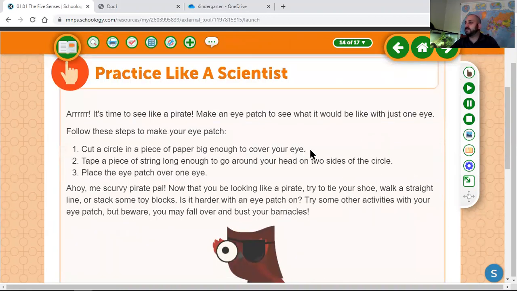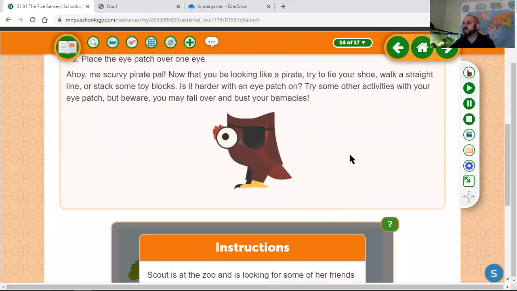Today we're going to be making an eye patch. See what it looks like to see with just one eye. Cut a circle in a piece of paper big enough to cover your eye. Ahoy! Tape a piece of string to go around your head on two sides of the circle. Place the eye patch over one eye. Ahoy, me scurvy pirate pal! Now that you be looking like a pirate, try to tie your shoe, walk a straight line, or stack some toy blocks. Is it harder with an eye patch on? Try some other activities with an eye patch. But beware, you may fall over and bust your barnacles.